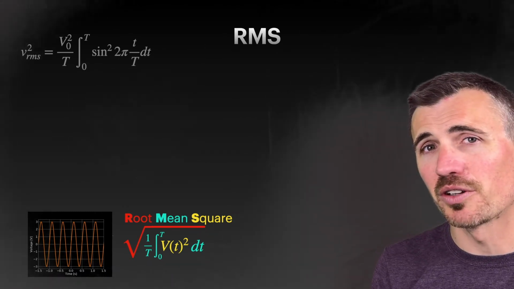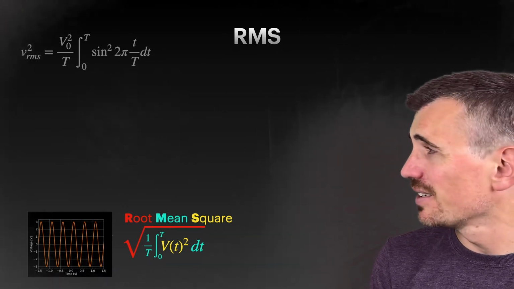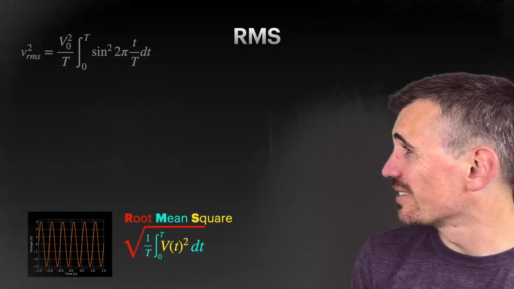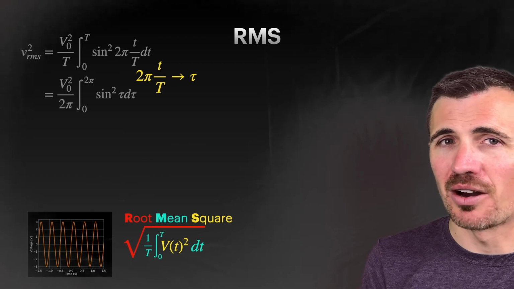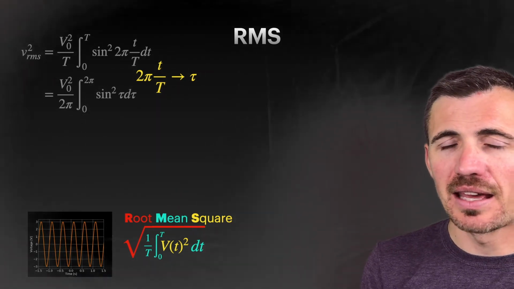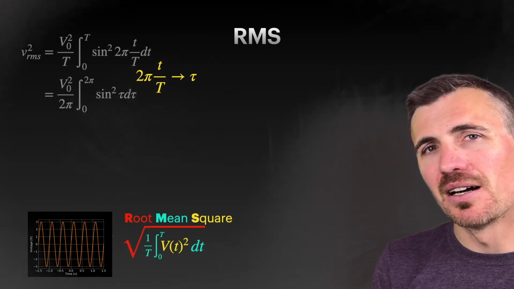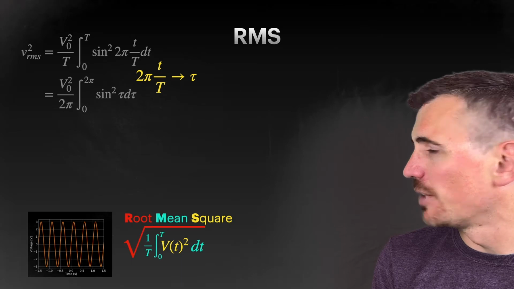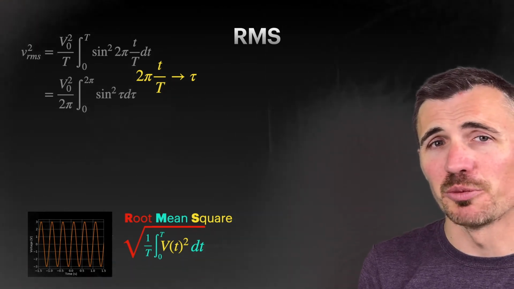We'll integrate it over t. To make math easier, let's just do a change of variables. We'll call tau 2 pi times t over the period, and that simplifies the integral a tiny bit. It gets rid of the period, and it makes our bounds of integration just between 0 and 2 pi.